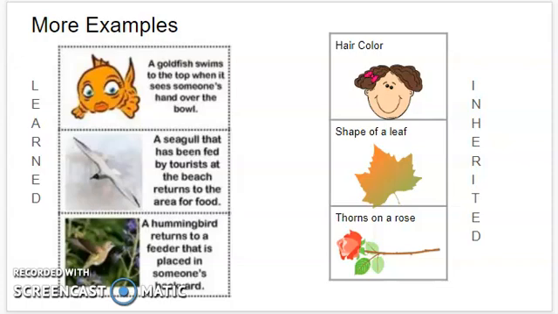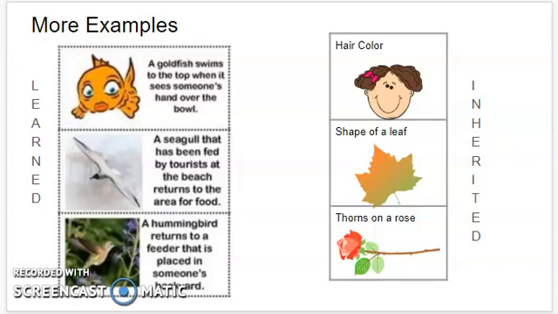Another learned behavior, a seagull that has been fed by tourists at the beach returns to the area for food. So also through observation and experience, if they've been at the beach and they've been able to get food pretty easily, they're probably going to go back. Makes it real easy to get their food. The last example I have here says a hummingbird returns to a feeder that is placed in someone's backyard. So once they've discovered that there is that bird feeder, that would also be through observation, they are probably going to go back and get the food over and over again.